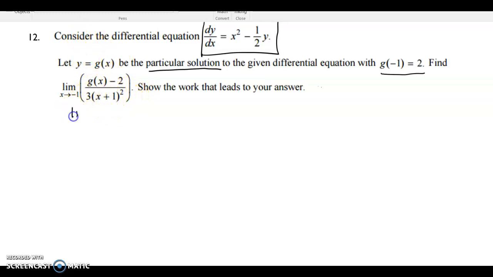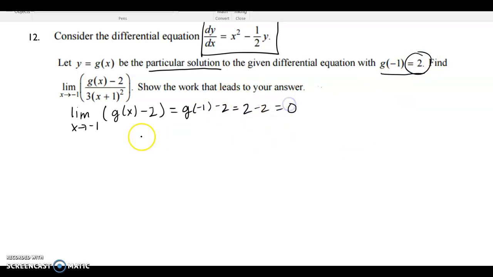Now, I have a feeling that this is L'Hopital's rule, and so I might start out just by writing those limits separately. So remember that on the AP test, we want to write these limits out separately, the numerator and the denominator. So this is g of negative 1 minus 2. I know that g of negative 1 is 2. That was given to me. So 2 minus 2 is 0. And then if I also take the limit as x approaches negative 1 of 3 times x plus 1 squared, I get 3 times negative 1 plus 1 squared, which is going to give me 0 as well.